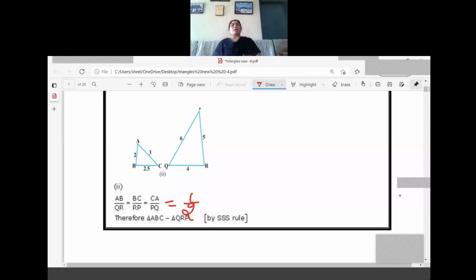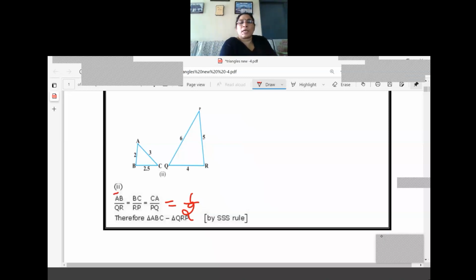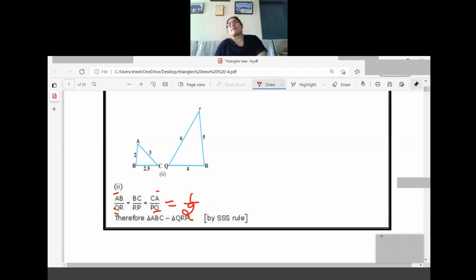So we can say that triangle ABC is similar to triangle QRP. You can see the symbolic form we have written for the similarity. Now check the order, using the same rule we learned for congruency. In the first ratio A is there, and in the third ratio A is also there. So in the denominator, which letter is common? Q is common in both cases. So A corresponds to Q. Then what is the correspondence for B? B corresponds to R.